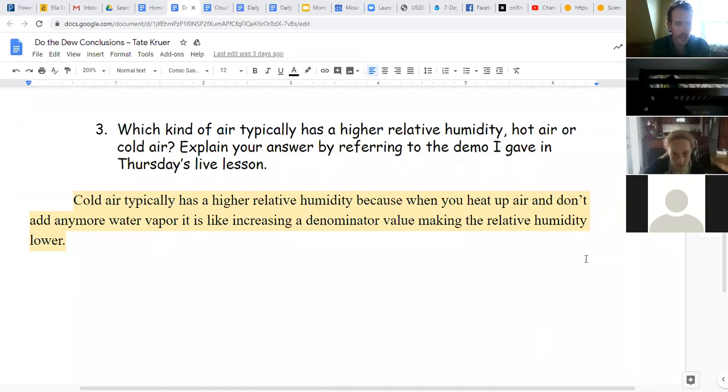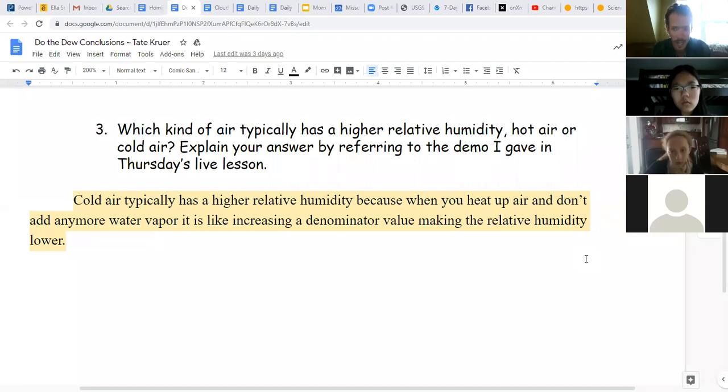So question number 3 says, which kind of air typically has a higher relative humidity, hot air or cold air? For this one, we really need to look at graph 2. Graph 2 showed us that at lower temperatures, we were in the neighborhood of 100% saturation, or really high humidity values. When I read this answer from Tate, it says cold air typically has higher relative humidity. So he's answering the first part, and then he goes on to the explanation.